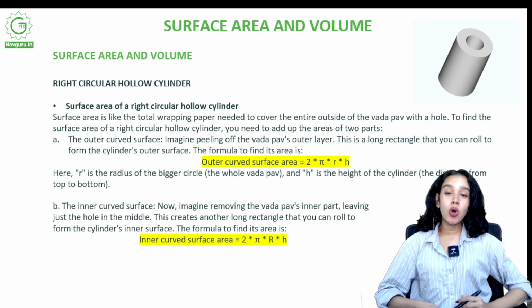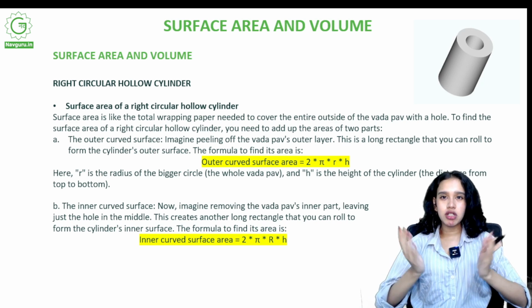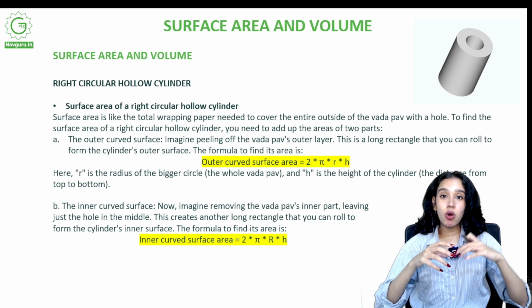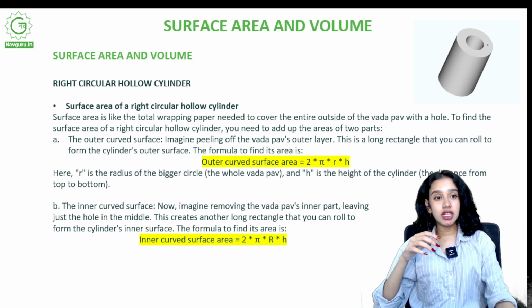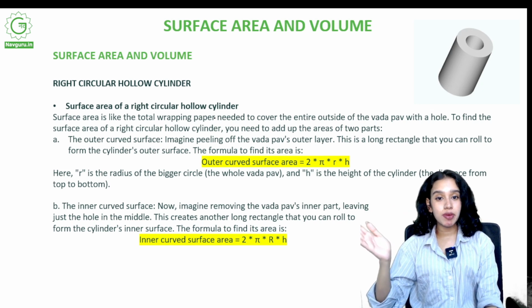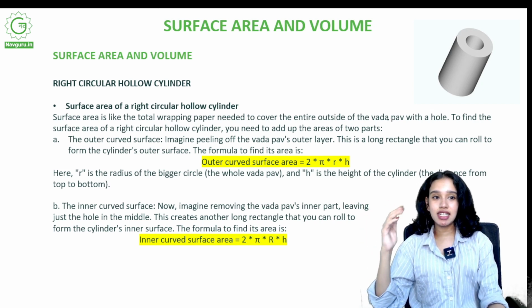Now, right circular hollow cylinder. So when we talked about the Pringles case, we were talking about a cylinder which is completely occupied inside. Now what if we make a hole through the cylinder? We get a figure like this, right? So how do we find the surface area of a right circular hollow cylinder? Surface area is like the total wrapping paper needed to cover the entire outside of the vada pav with a hole, right? Very nice example.